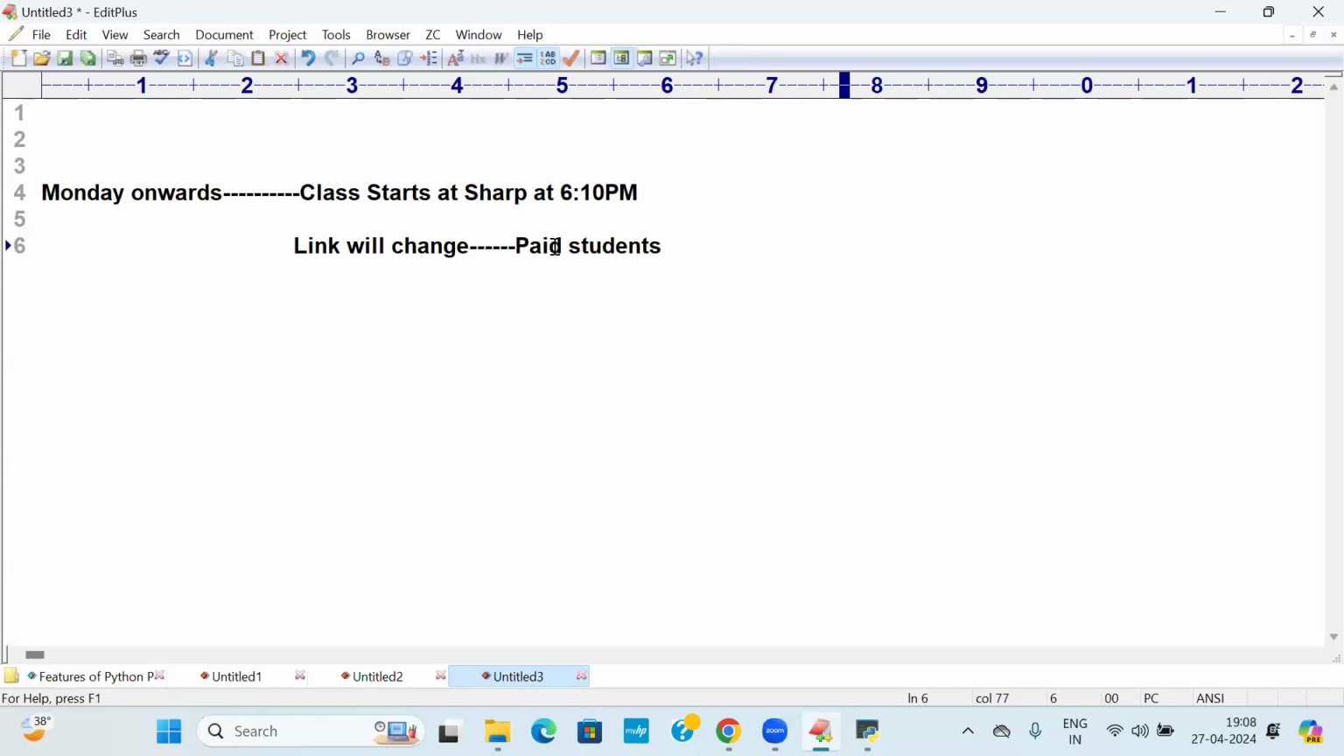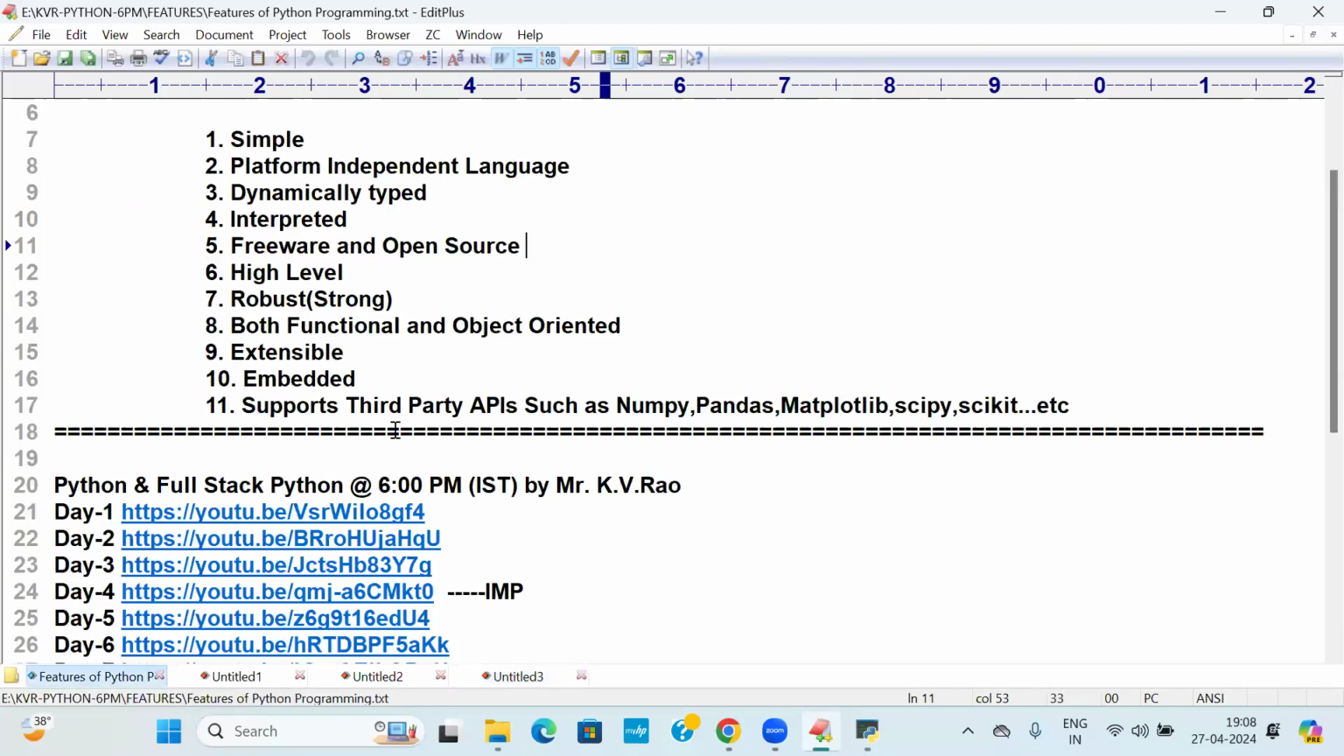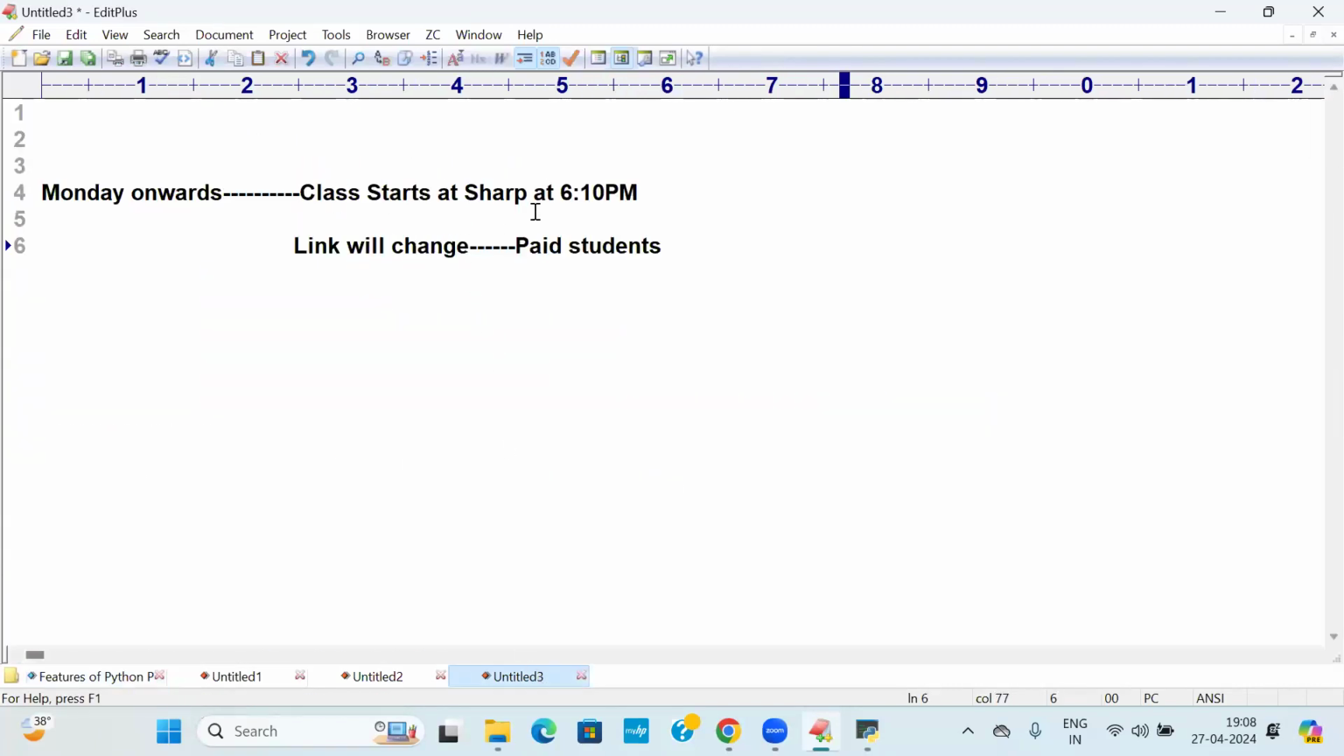Actually, they needed to change it 2 days back, but based on some requests from the students, they did not change. Monday, the link will change. Only paid students allowed, both offline and online. This is the message I am passing. The 6:10 class will start. If anybody joins late, they will lose the subject. The link details our admins will give you. This is my message. Let me move further. Class will start at 6:10, not joining at 6:30 or 6:40 and getting into the class.